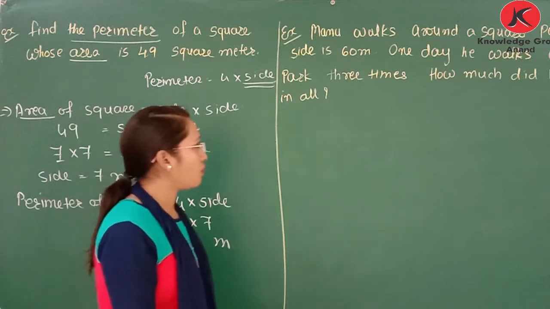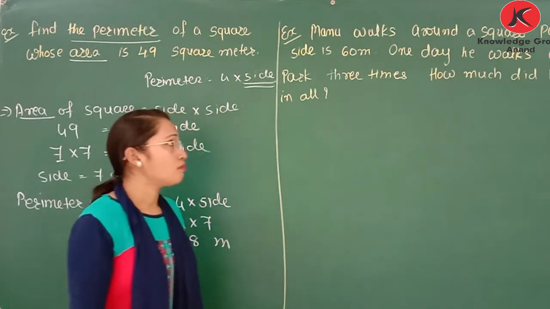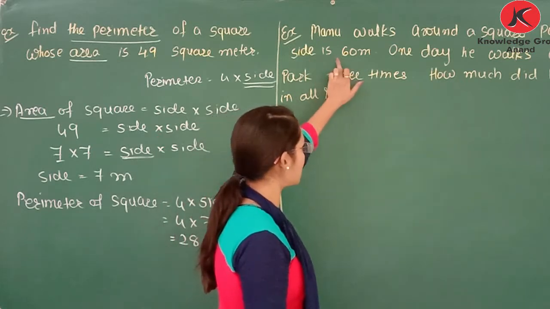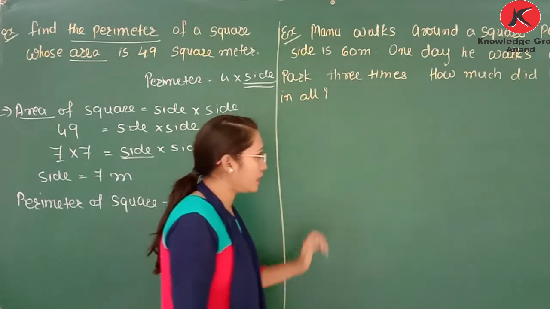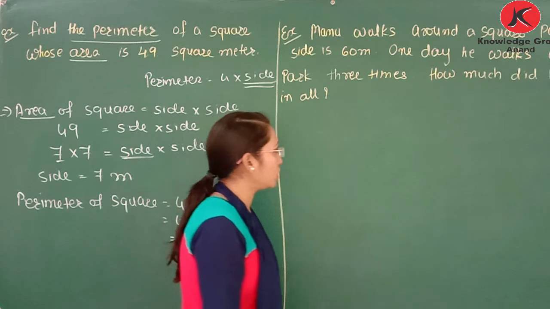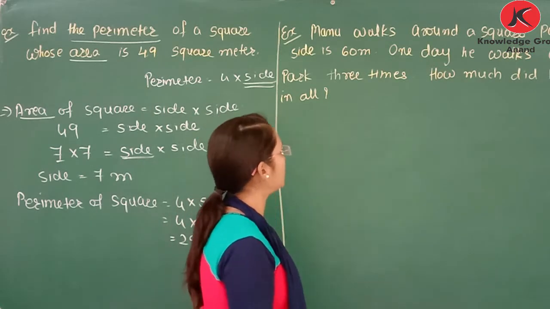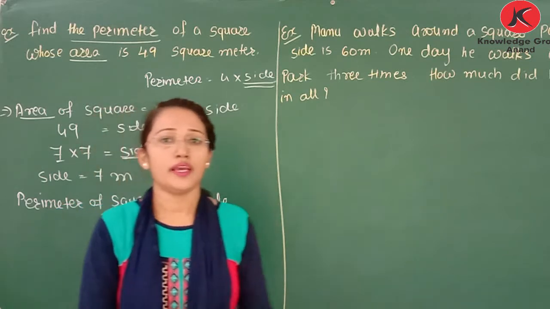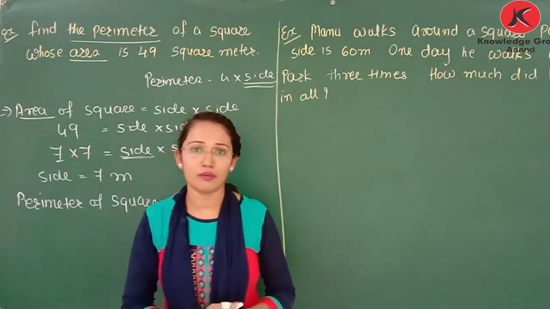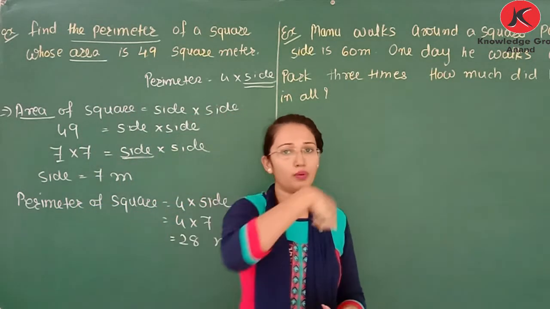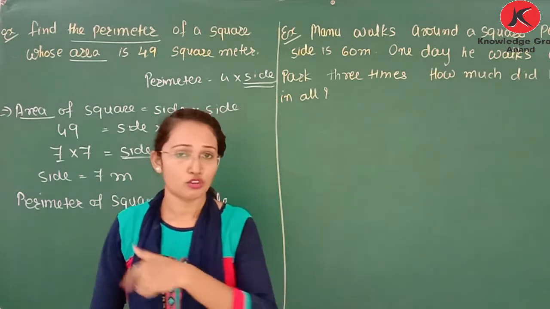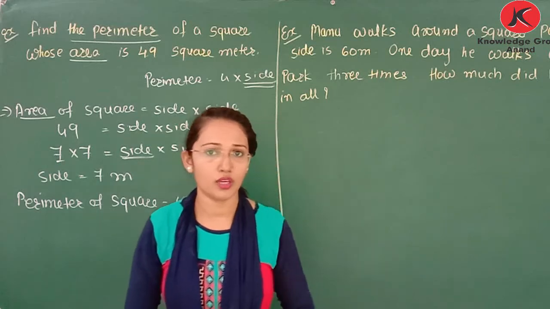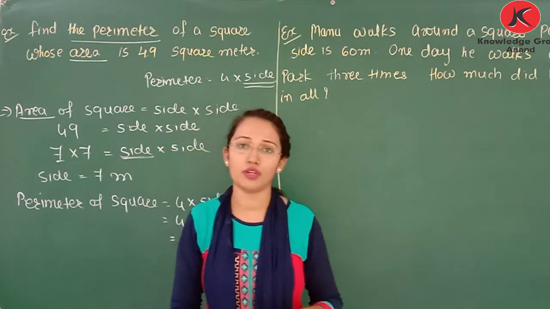Clear? Now next example. Manu walks around a square park whose side is 60 meter. One day he walks around the park 3 times. How much did he walk in all? What is the question? There is a garden. For example, you go to a garden and there is a walking path on its boundary. If you walk on the walking path, it means you are covering the perimeter. Walking on the boundary, and boundary means perimeter.